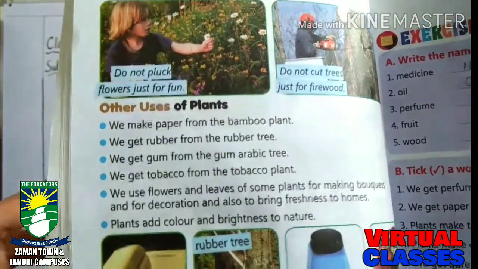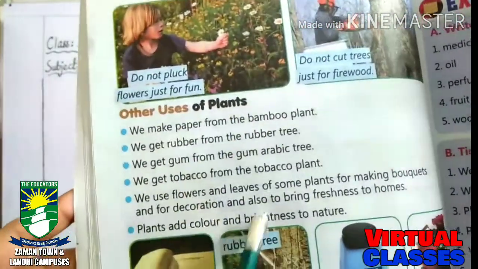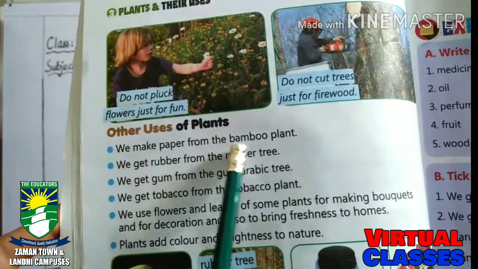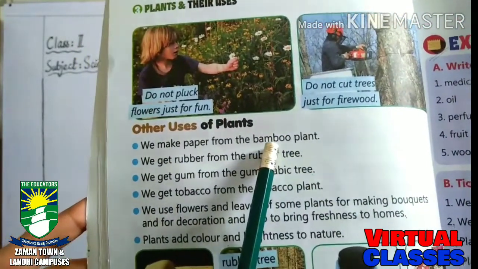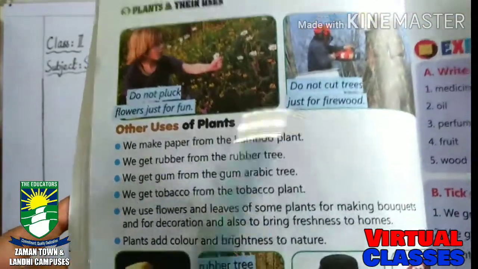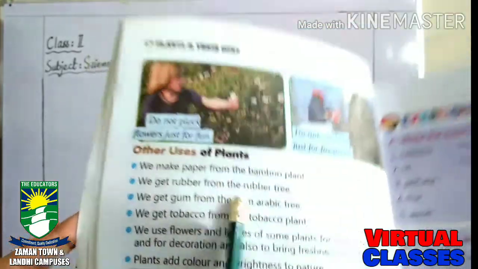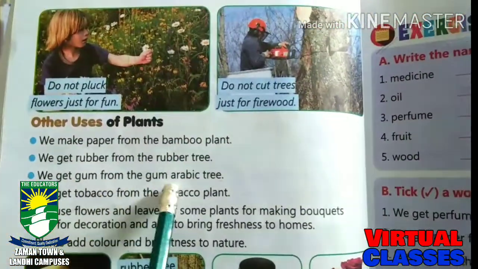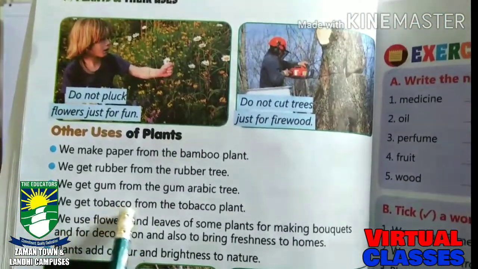Now, let's read from here other uses of plants. These are some other uses of plants that they have written here. We make paper from the bamboo plant. The plant which gives us paper is the bamboo plant. We get rubber from the rubber plant. Rubber plant is the plant that gives us rubber. We get gum from the gum arabic tree. We also get gum from plants.